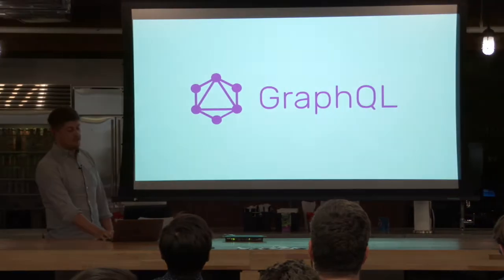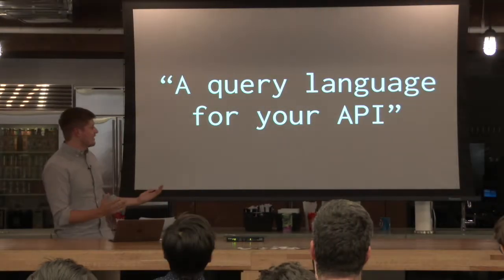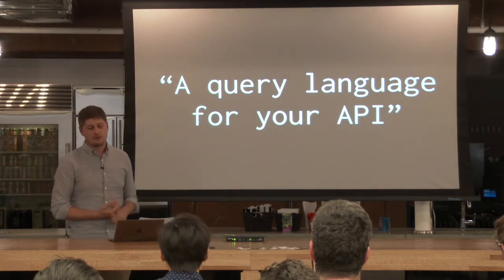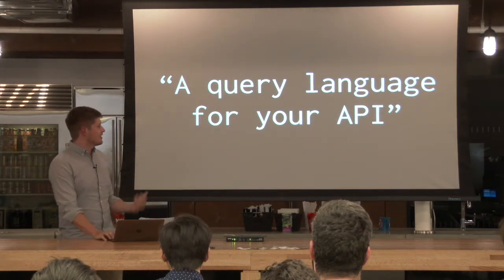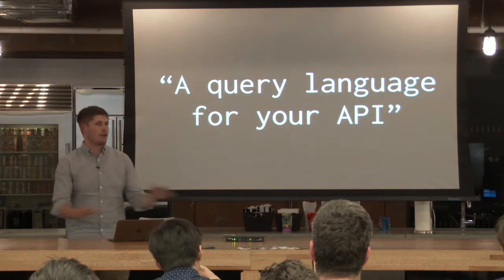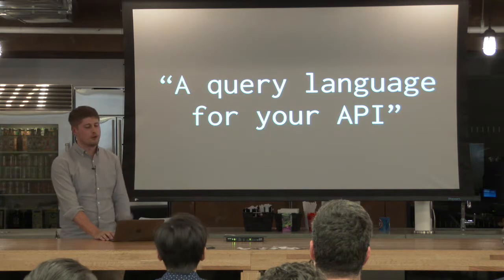So GraphQL, the actual language: if you go to the website, this is the first thing you see. It says a query language for your API, which I think is a really good way of describing it. It's not a crazy complicated concept. There's a couple key bits. I'm not going to talk about all the things GraphQL does. I'm going to talk about a few parts.